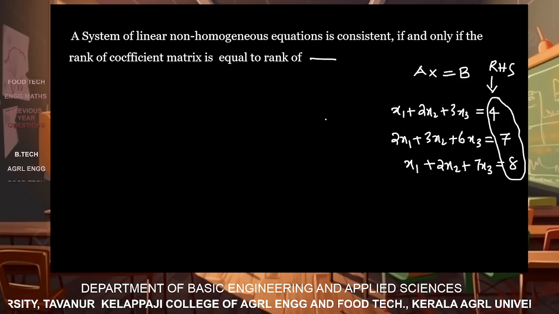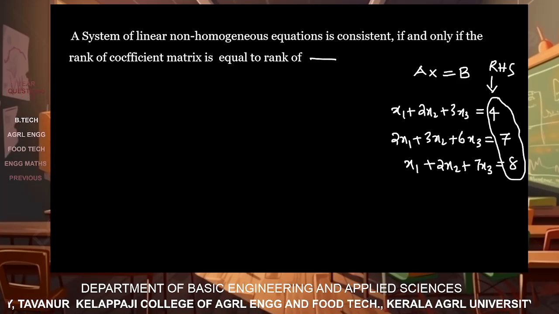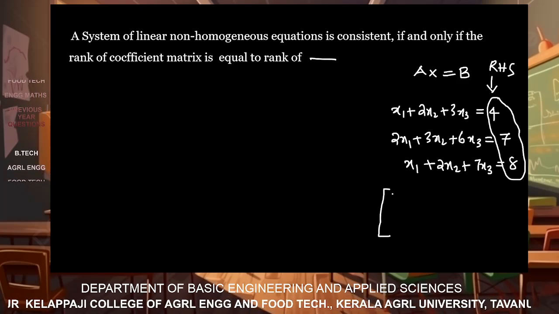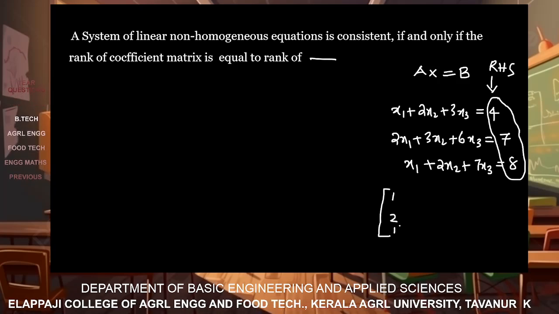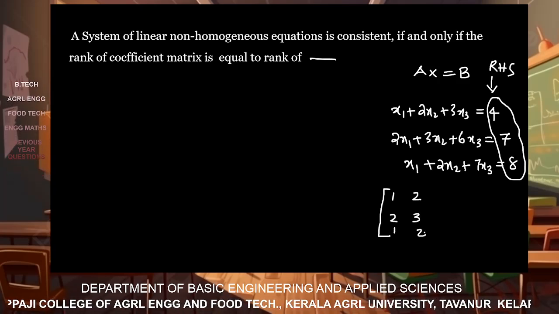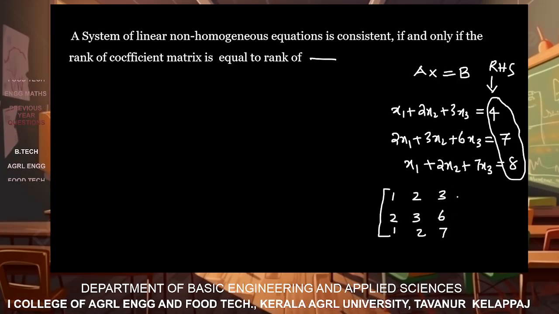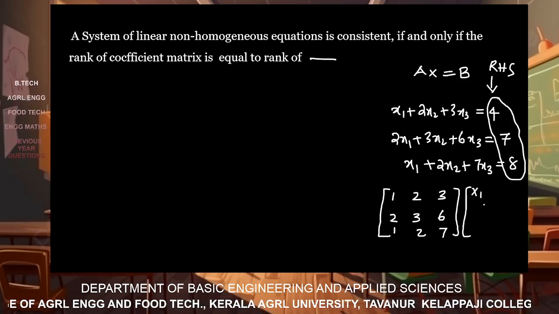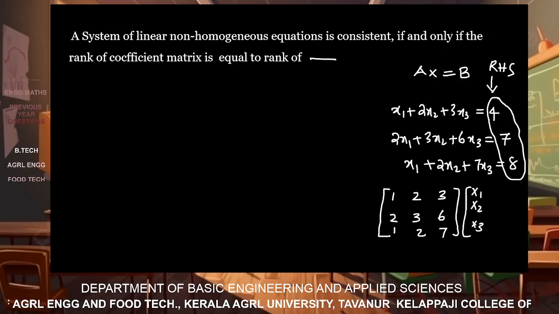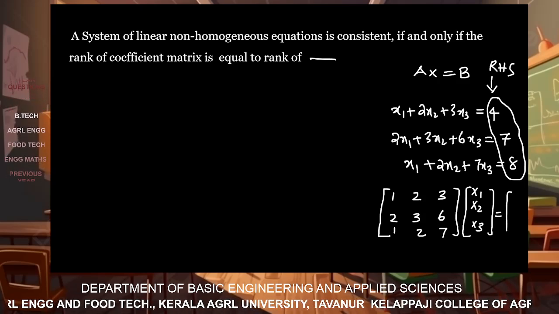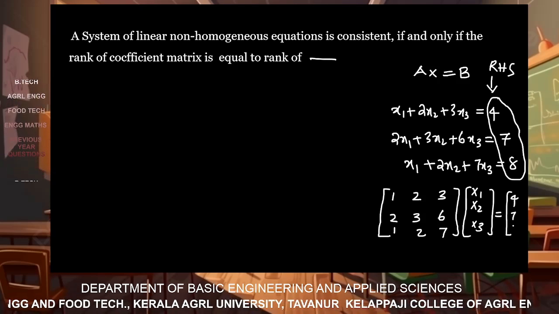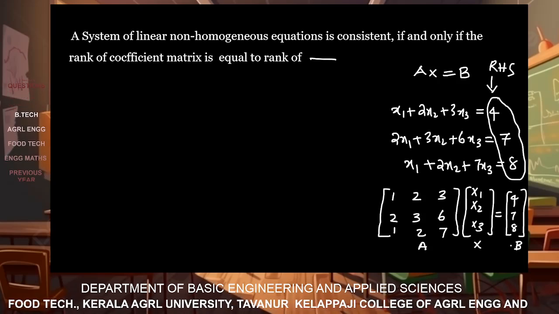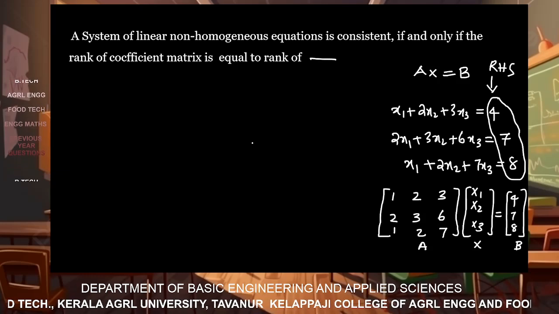Now normally we denote this system by Ax equal to B, where A is the coefficient matrix. What you have to write is the coefficients in order: 1, 2, 3, 2, 3, 6, 1, 2, 7. Now x is the matrix of unknown variables x1, x2, x3, and the right hand side is denoted by b, that is 4, 7, 8. So this is our A, this is x, and this is b. This is called a non-homogeneous system of equations.